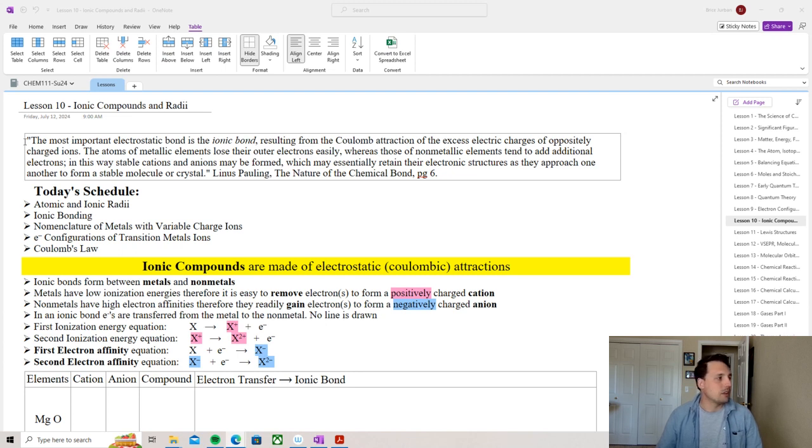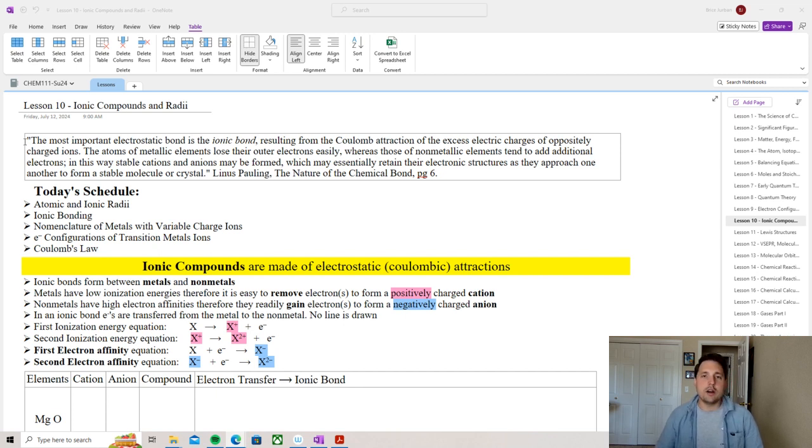the Chemical Bond. The most important electrostatic bond is the ionic bond, resulting from the Coulomb attraction of the excess electric charges of oppositely charged ions. The atoms of metallic elements lose their outer electrons easily, whereas those of non-metallic elements tend to add additional electrons. In this way, stable cations and anions may be formed, which may essentially retain their electronic structures as they approach one another to form a stable molecule or a crystal.